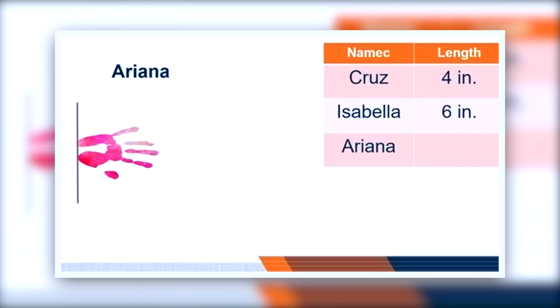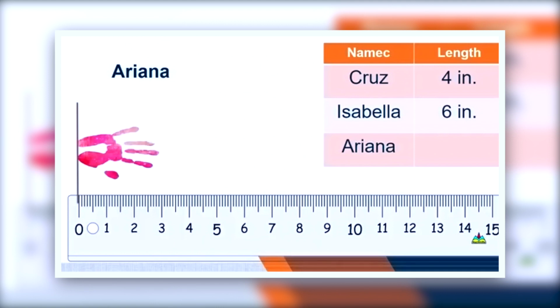So far, we have Cruz who has 4 inches. We have Isabella who has 6 inches. Let's see my little baby Ariana, what her length is. I got out my ruler. Go ahead and measure Ariana's handprint. Ariana's hand measures 3 inches. I'm going to record that final length into my chart.